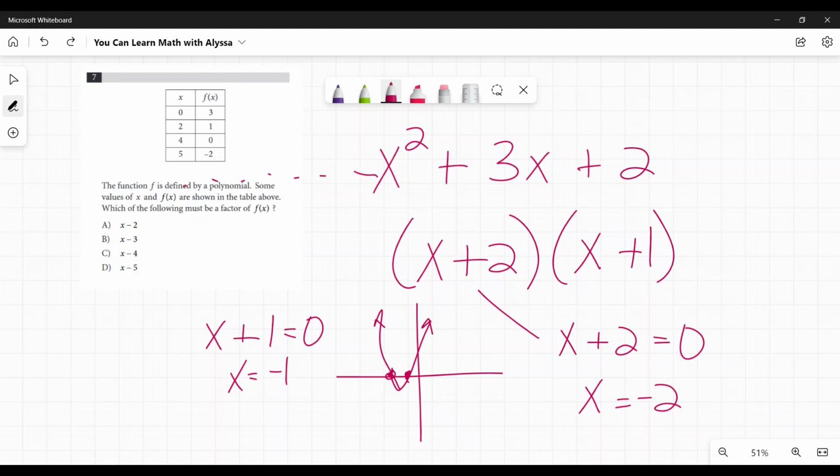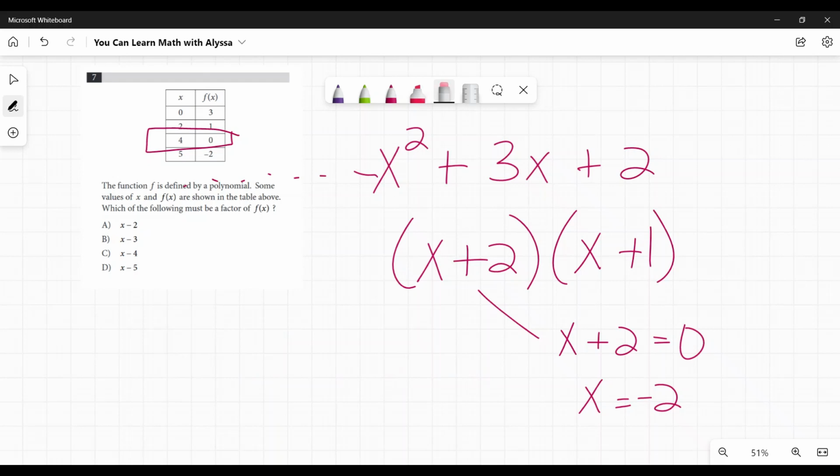So where is f of x 0? Right here, where x is 4. So (4, 0) is a zero of this polynomial. So I know I've got this polynomial, and at (4, 0), it's crossing. I don't know anything else about it. I don't know if it's going like this, or like that, or like this. I don't know. But I know it's going through that spot, that zero. So what must a factor of it be?